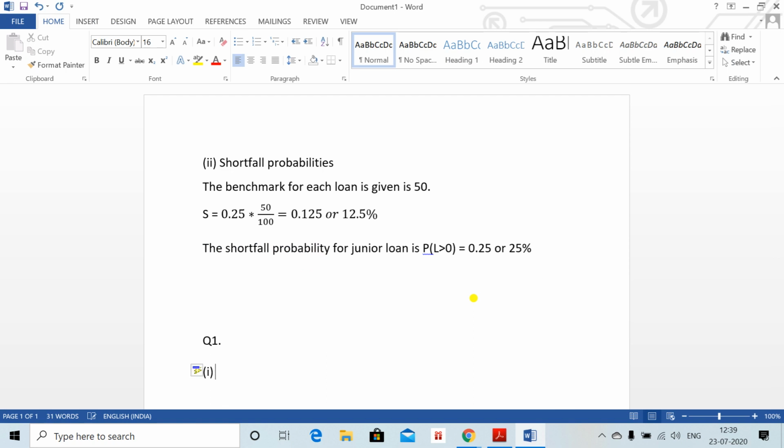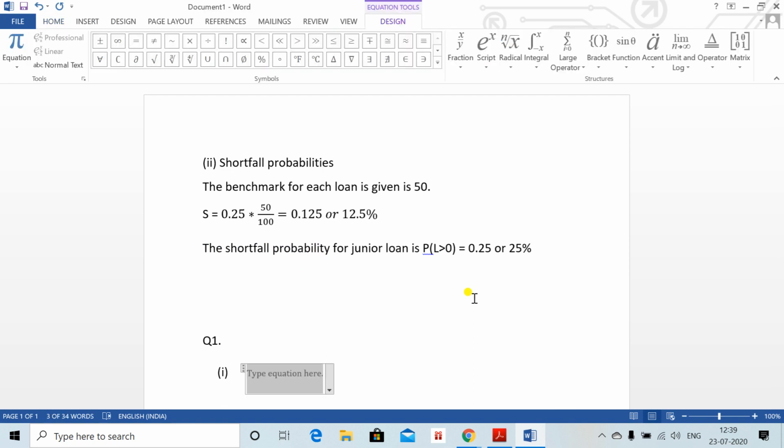Downside semi-variance. So that is equal to the expectation of R first, which is equal to the integral of R f(R) dR. So this is my expectation of R.